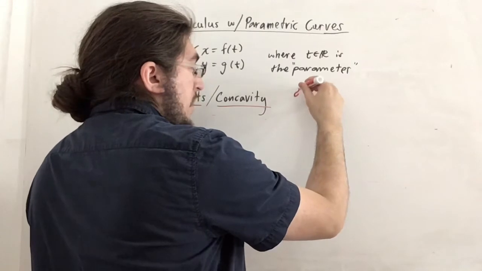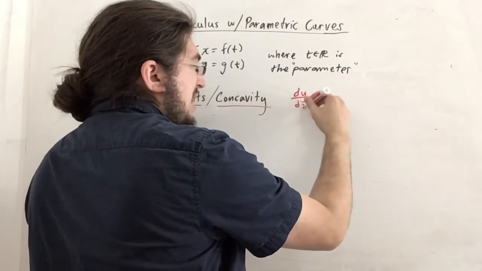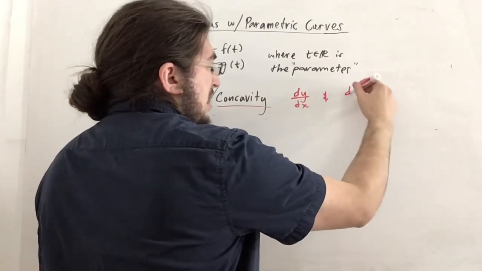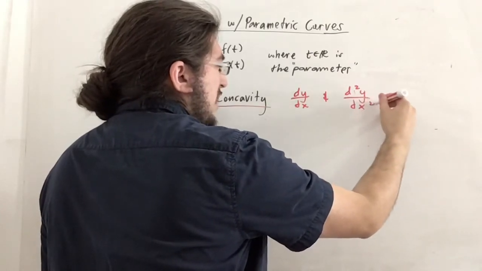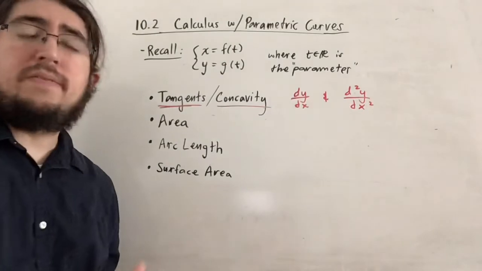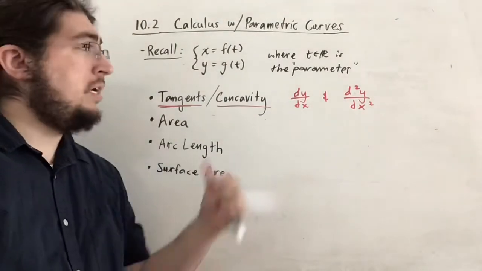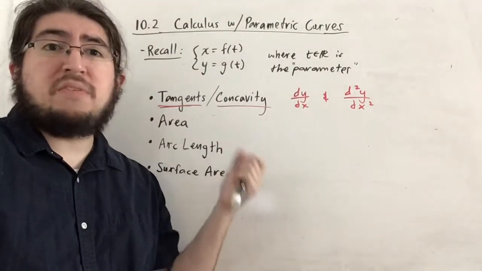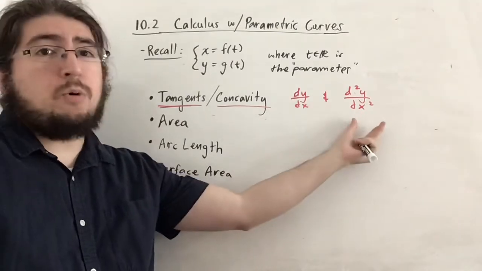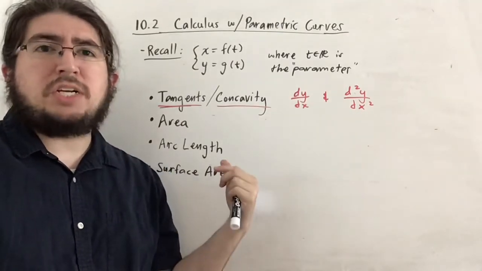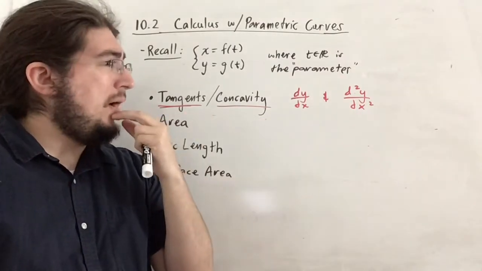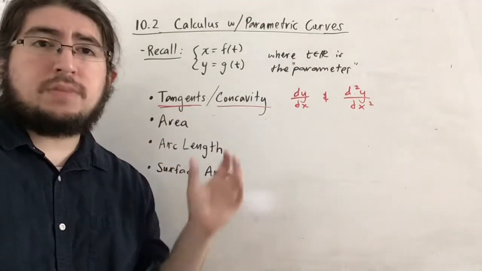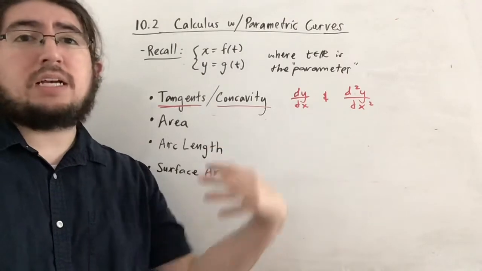So this is going to be dy dx and d squared y over dx squared. In other words, the first derivative and second derivative. So if you recall from calculus 1, the first derivative represents the slope of the tangent line. The second derivative represents how fast it's changing. So where the second derivative is positive, it tells you that the graph is concave up. Where it's negative, it's concave down.